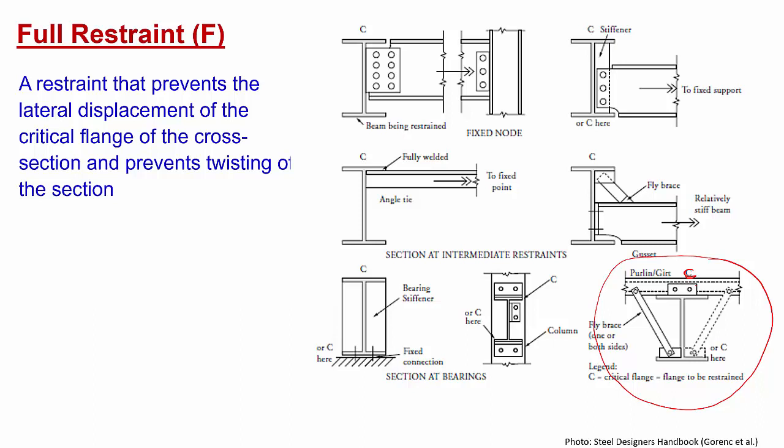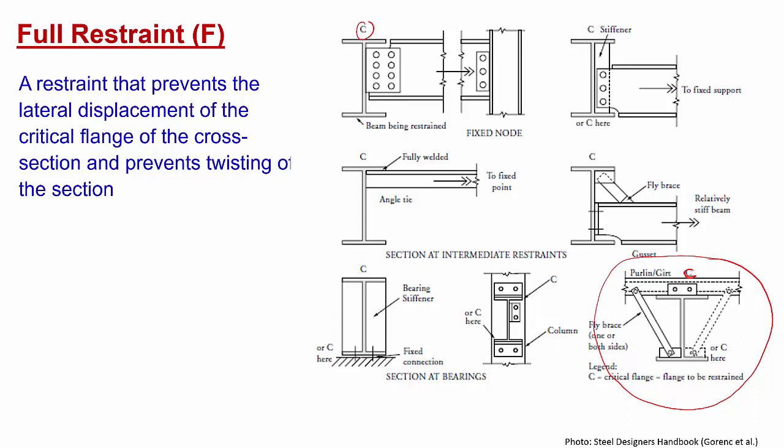Then we are saying that it is fully restrained, and we can denote it as F, right? Similarly, in the other condition, as you can see, having another beam connected with this bolt connection, then it can, in the critical flange side, provide the full restraining as well. So these are the other examples of how we can achieve the full restraining, right?